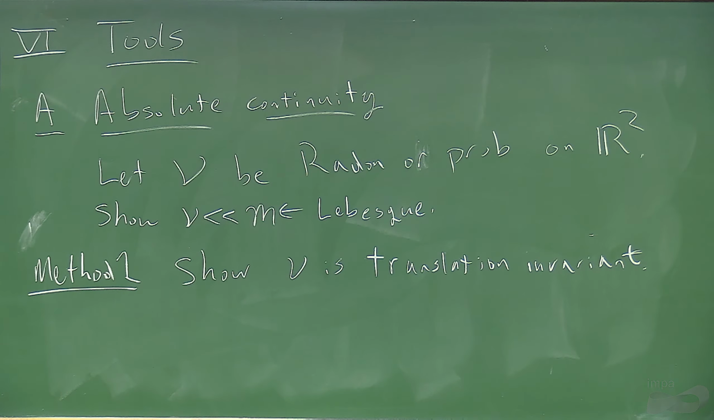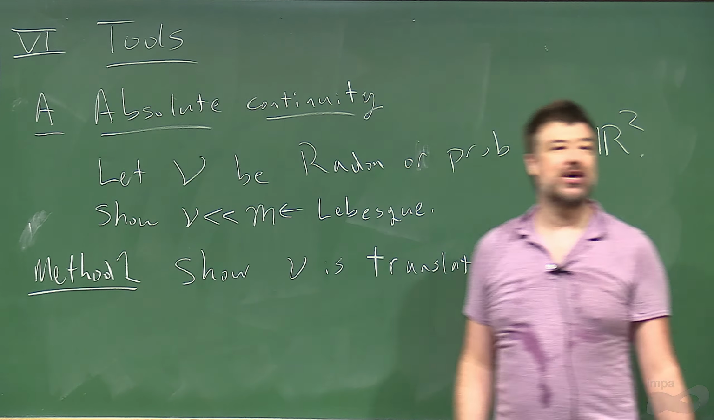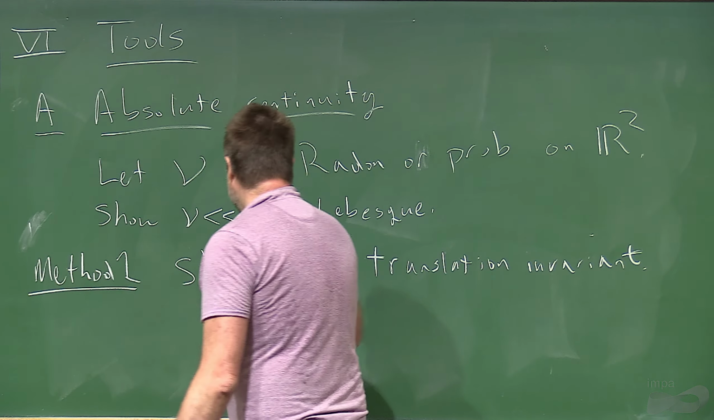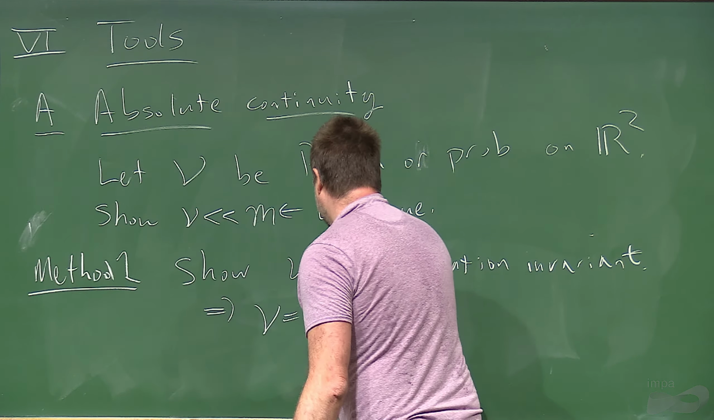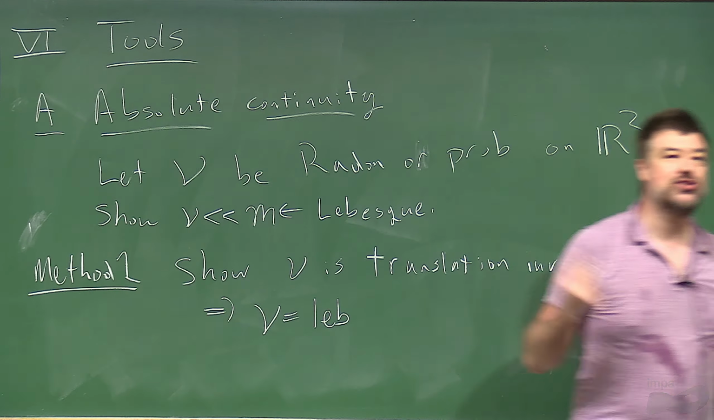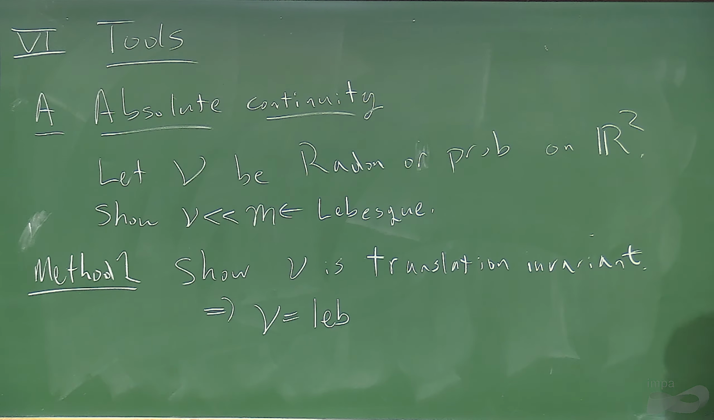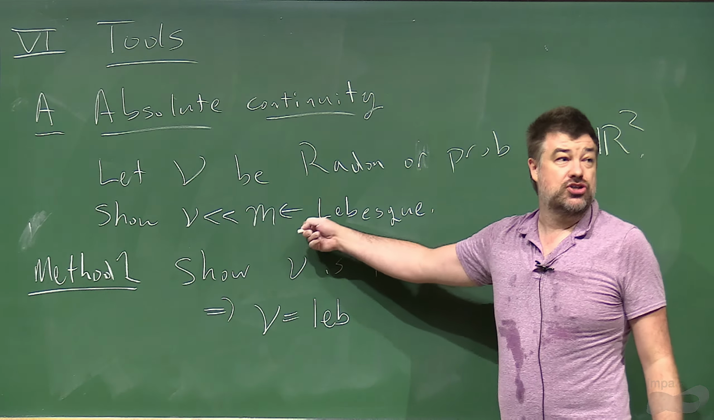So if I hand you a mystery measure that's locally finite on R2, and if it's invariant under all translations, then it has to be absolutely continuous, but it's stronger than absolutely continuous. This actually implies that it is, on the nose, the Lebesgue measure. It has to be the Haar measure, the only translation invariant measure. And this is much stronger than what I'm trying to show.